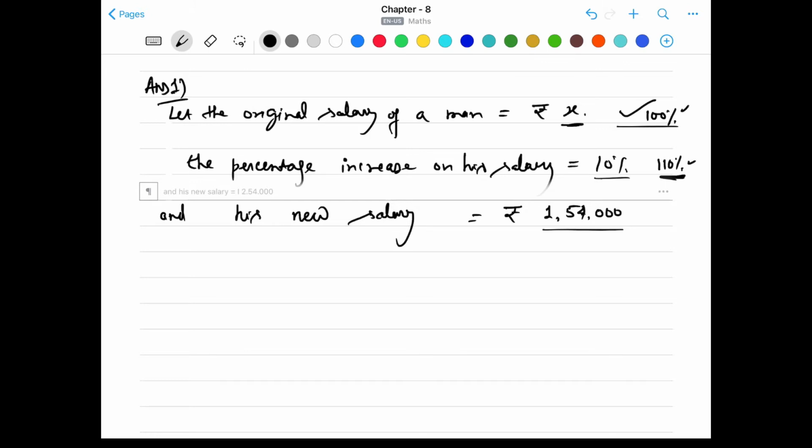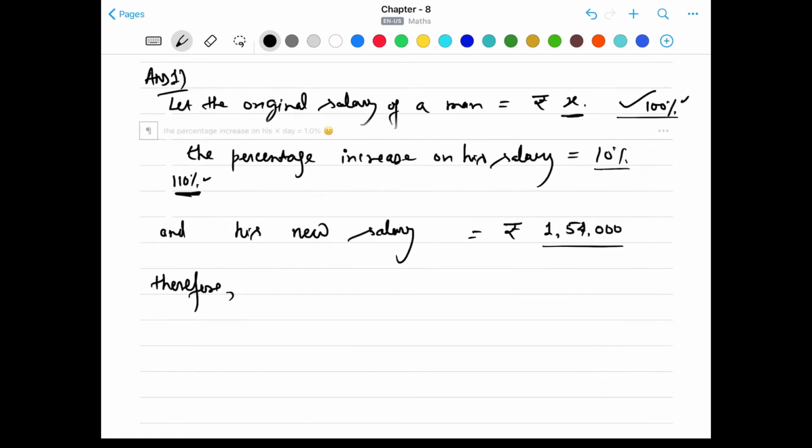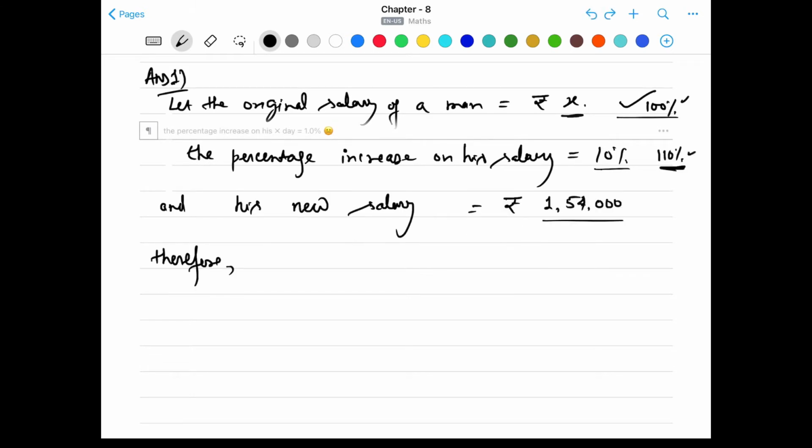So we'll write it as: therefore this 110%. You don't need to write this one, I'm just writing this for your explanation. So therefore we can write this as: 110% of his original salary, which is X rupees, is equal to 1,54,000.